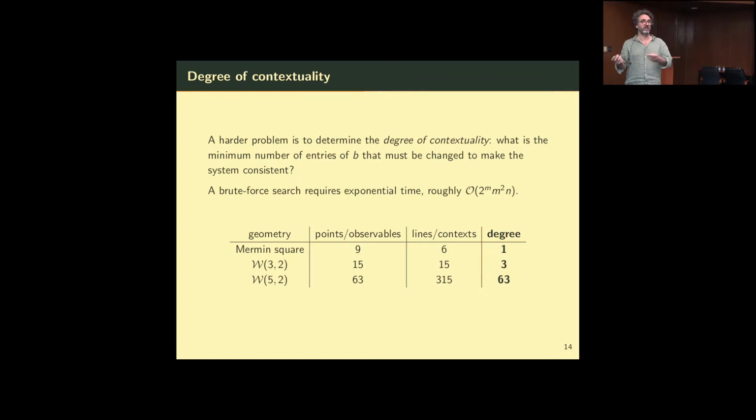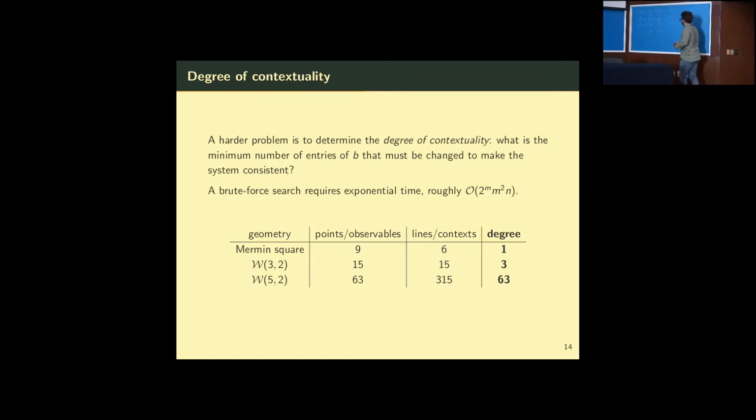And tomorrow, when I talk about experiments, this degree of contextuality will be important to measure how far your system is from a classical model. This, in terms of experiments, is what we'll be able to catch and measure. Here are some results. So the Mermin square, we already discussed: 9 observables, 6 contexts, degree is 1. We did the proof, yes.